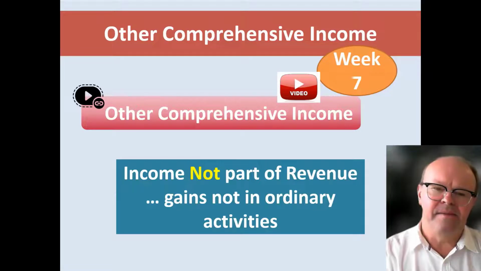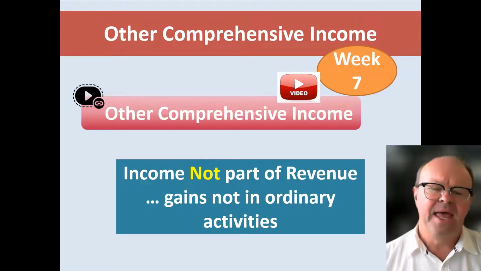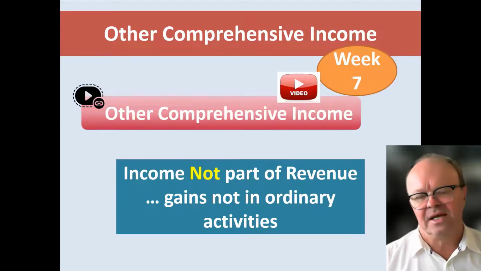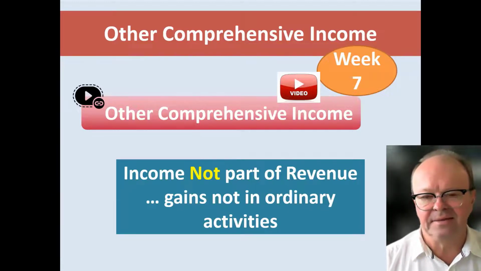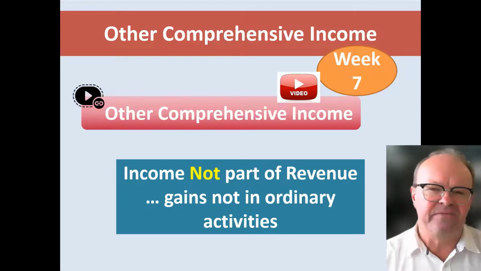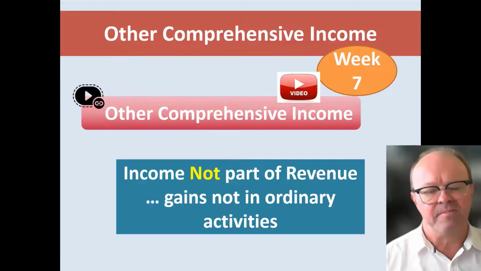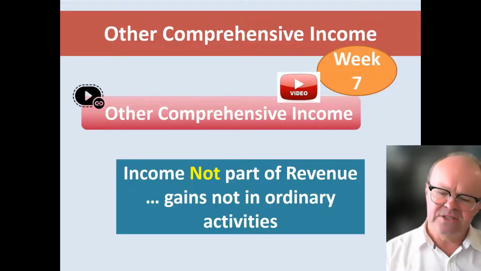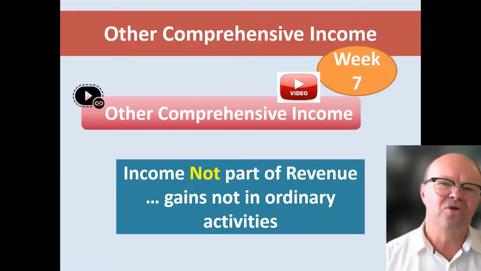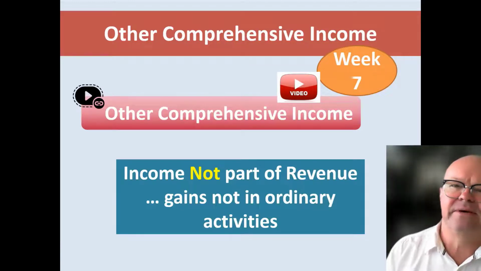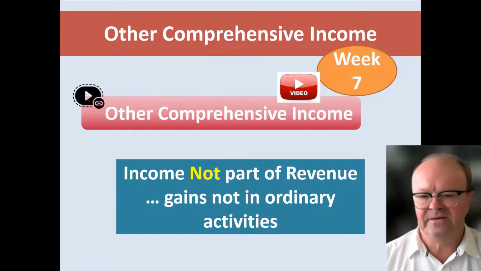But the reason there's other comprehensive income is that there are some elements of income that are not part of revenue. In other words, there's actually a difference between income and revenue in accounting, even though we often mix the words up. Other comprehensive income is that income that is not part of revenue. It's the gains that are not in the ordinary activities of the firm. So the firm's doing things normally, but these are some items outside the normal day-to-day activities of the firm.